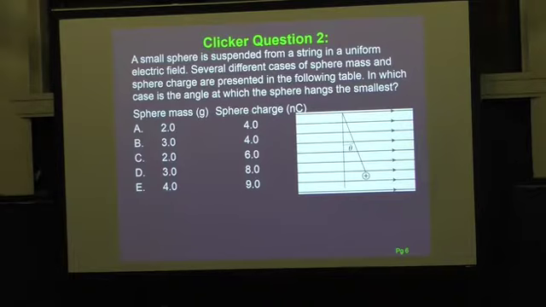Okay, so we'll talk about this as we go along. Here we have a small sphere suspended from a string in a uniform electric field. So it's an electric field that's constant, and several different cases of sphere charge and mass ratios are put up here. In which case is the angle at which the sphere hangs the smallest? Which one of these cases will have the smallest angle?